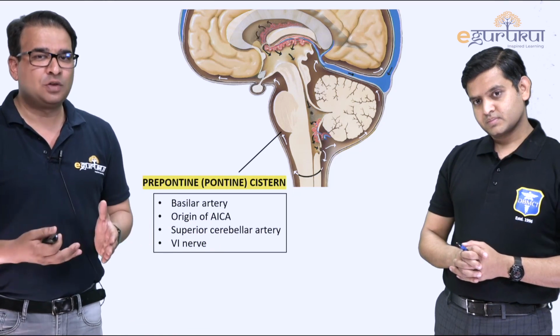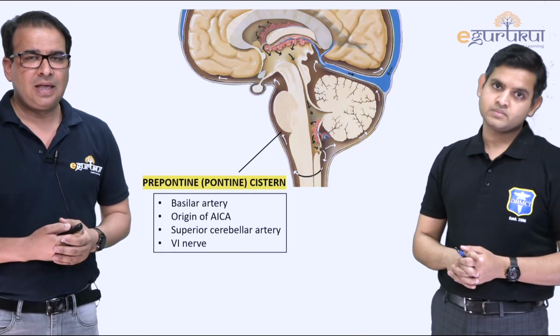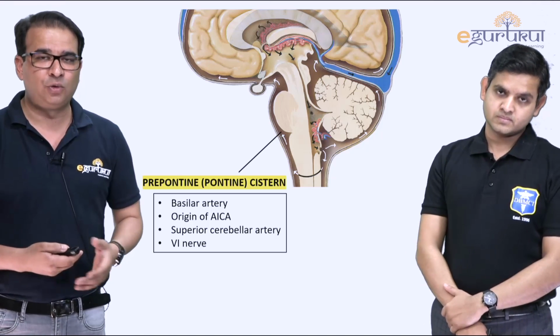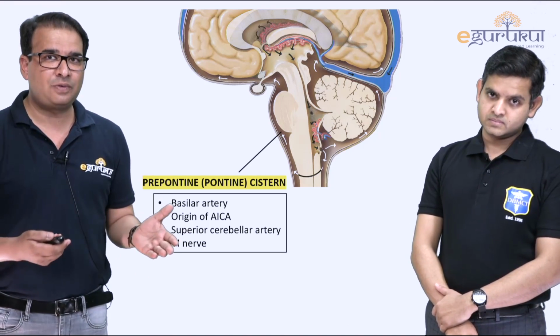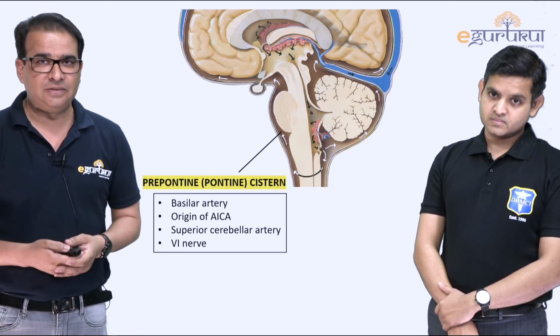So you can see the origin of that artery here. You can see the superior cerebellar artery, which I'll show in the next section. And we can also see the only cranial nerve coming out from the dorsal aspect of the brainstem, that is the fourth. You can see the nerve coming out at the pontomedullary junction, very close to the midline. That is the sixth nerve.